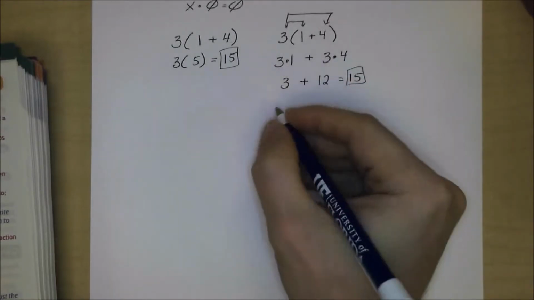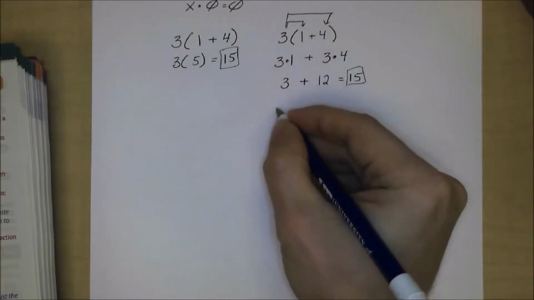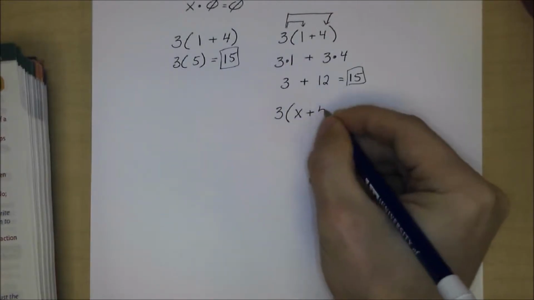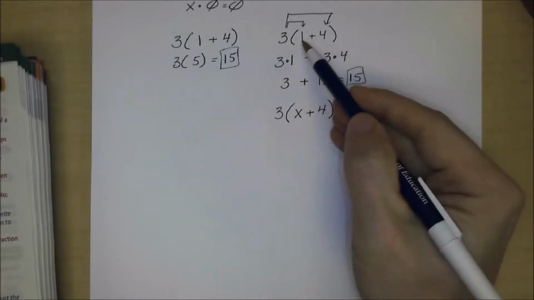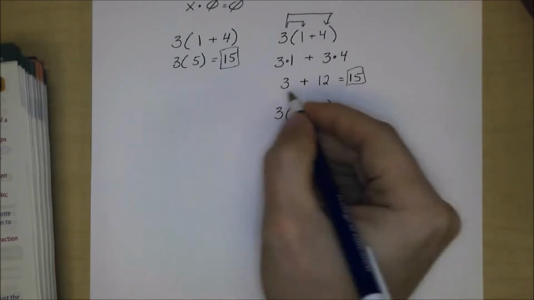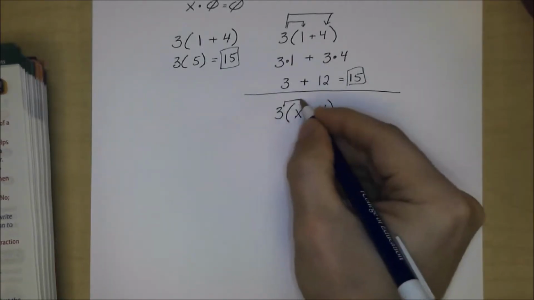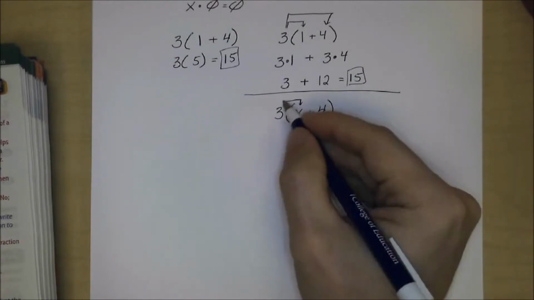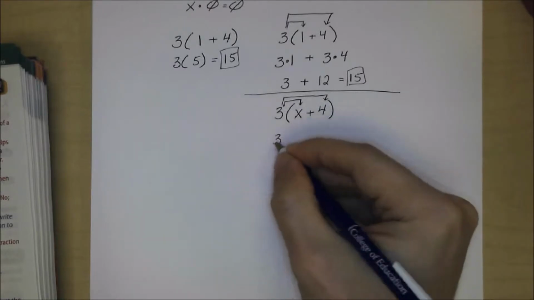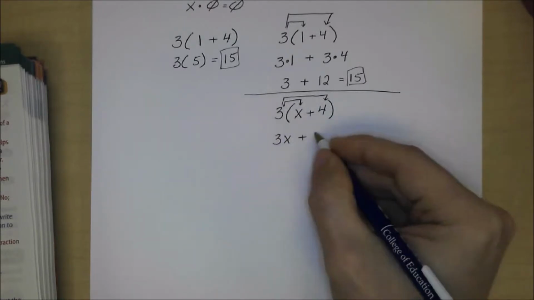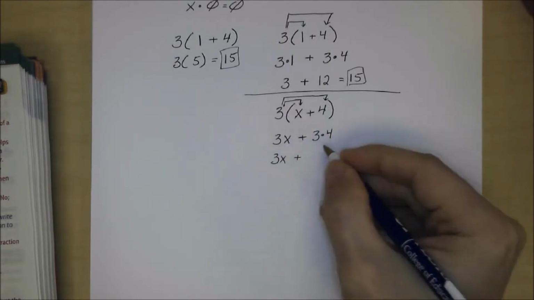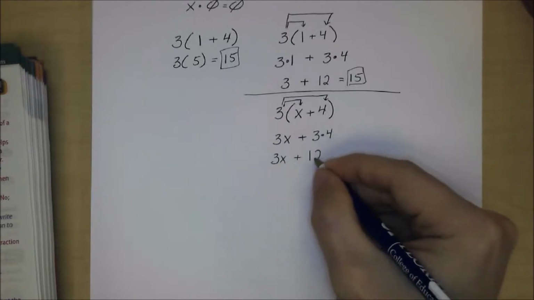Let's say instead of 1 plus 4, let's say we had 3 times the quantity x plus 4. So in case you didn't see what I did here, all I did was I replaced this number 1 with an x. That's it. So again, I've got the 3 is going to be multiplied by the first term and the second term. 3 times x plus 3 times 4. 3 times 4 is 12.